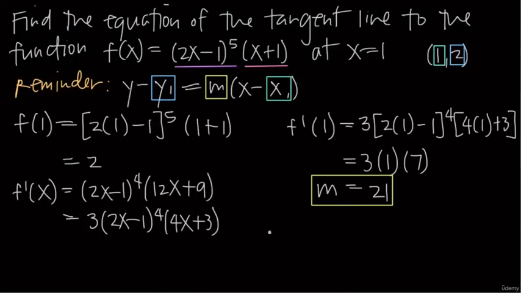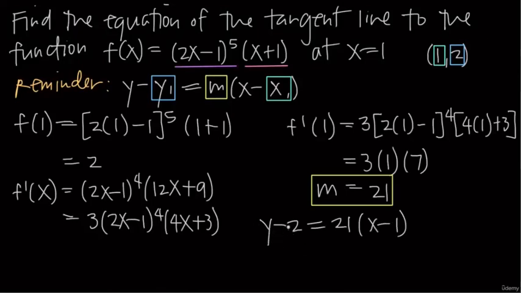With this formula, we're going to say y minus y sub 1, or y minus 2, equal to m, which we know is 21, multiplied by x minus x sub 1, or x minus 1. So x minus 1. Now we can leave our equation in this form, or we can simplify it by solving for y.